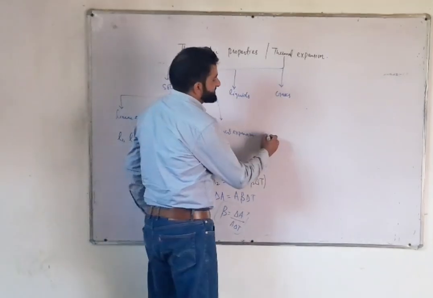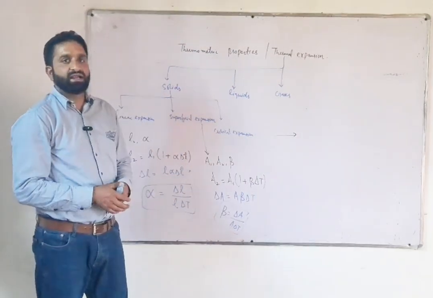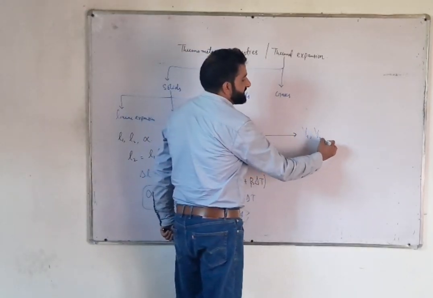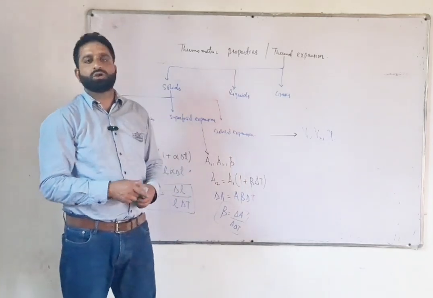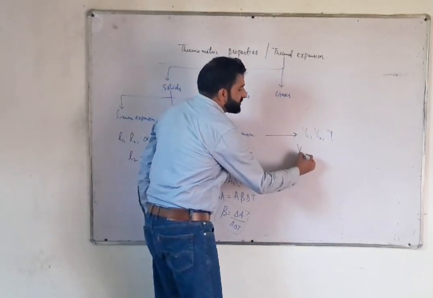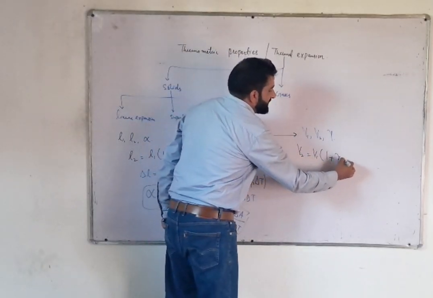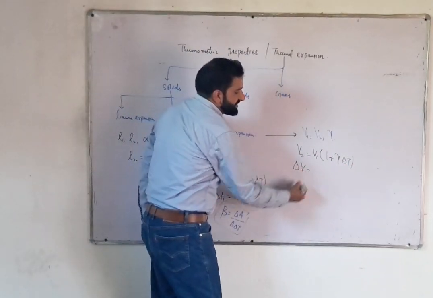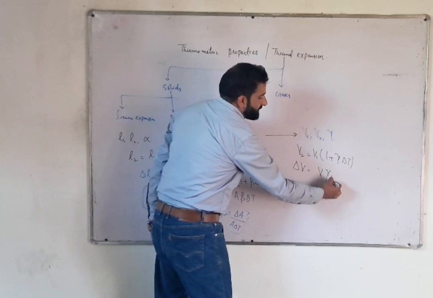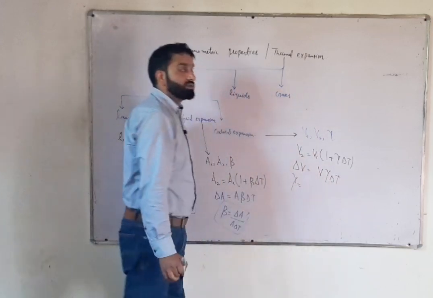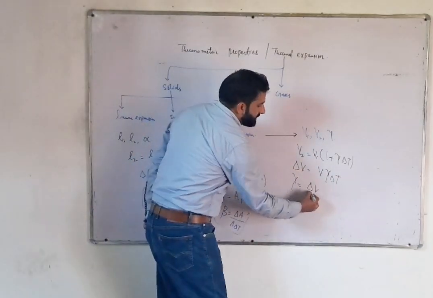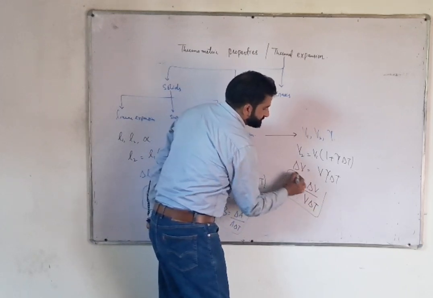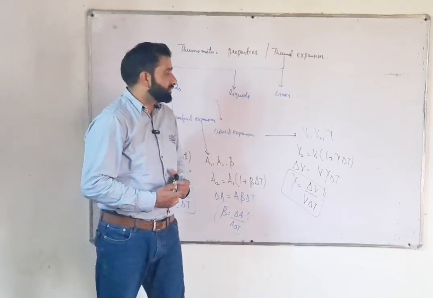Now talking of the cubical expansion in solids, that is the volumetric expansion, if V1 is the initial volume, V2 is the final volume, and gamma is the coefficient of cubical expansion, then V2 is equal to V1 into (1 plus gamma delta T), where delta T is the change in temperature. If delta V is the change in volume, that is equal to initial volume into gamma delta T, from which we have gamma equal to delta V divided by V into delta T. This gives us the coefficient of cubical expansion.